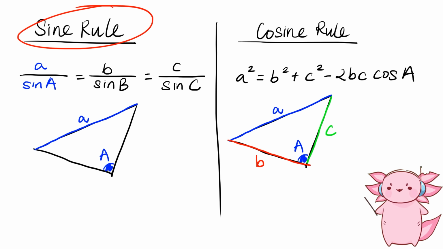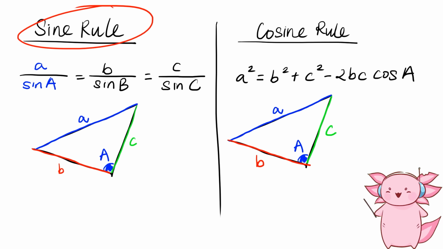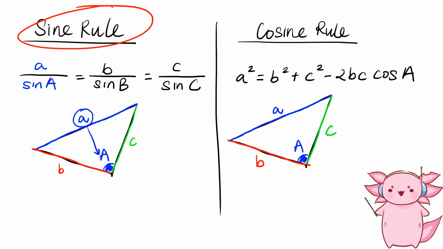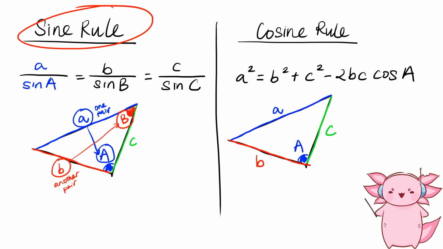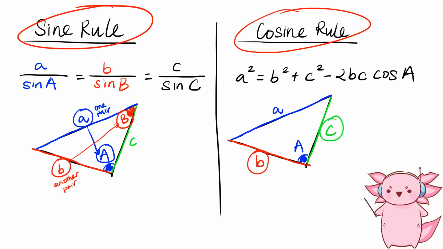Now for a triangle that has the lengths of A, B, and C, if we take the length A over here and go all the way across, we can call this angle big A. So this A and big A is counted as one pair in our sine rule formula like this. The cosine rule is used when we have two sides and the included angle in the corner like this, and we want to find the side that's opposite of the angle over here.